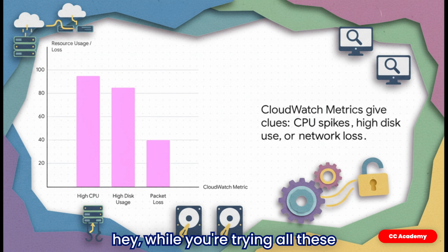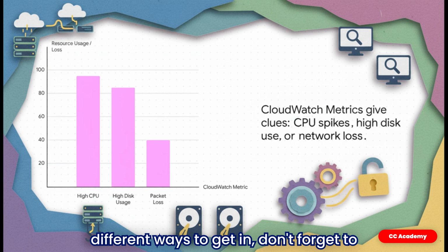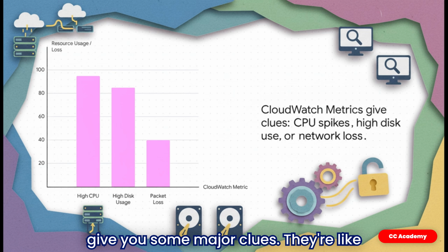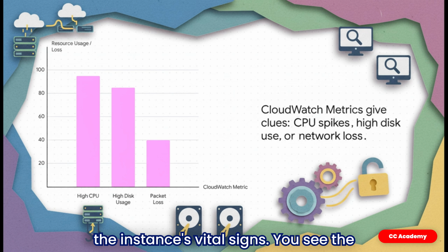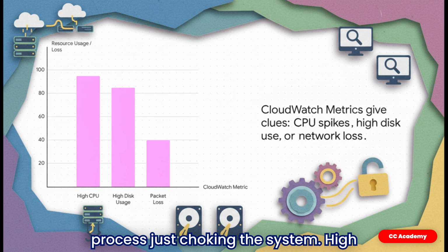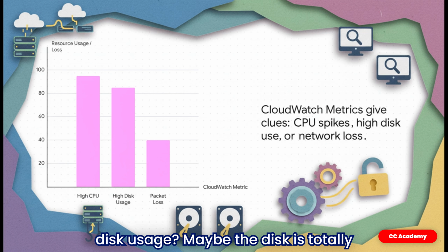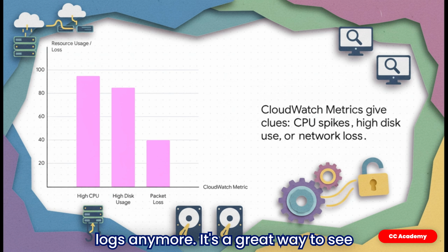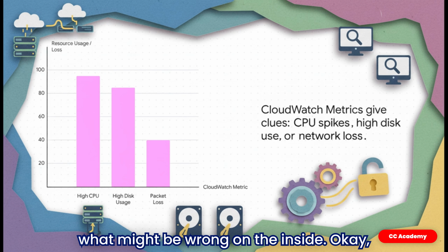And hey, while you're trying all these different ways to get in, don't forget to look at your CloudWatch metrics. They can give you some major clues. They're like the instance's vital signs. You see the CPU pegged at 100%? That could be a runaway process just choking the system. High disk usage? Maybe the disk is totally full and nothing can even write to the logs anymore. It's a great way to see what might be wrong on the inside.